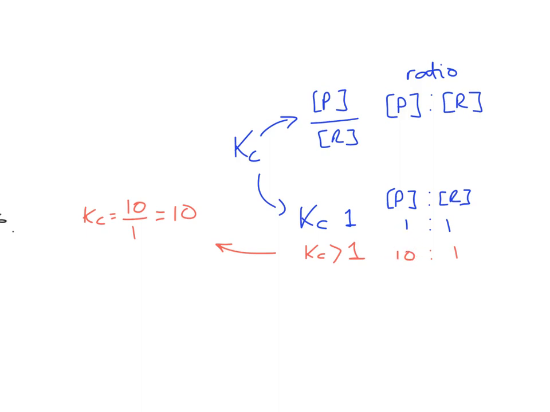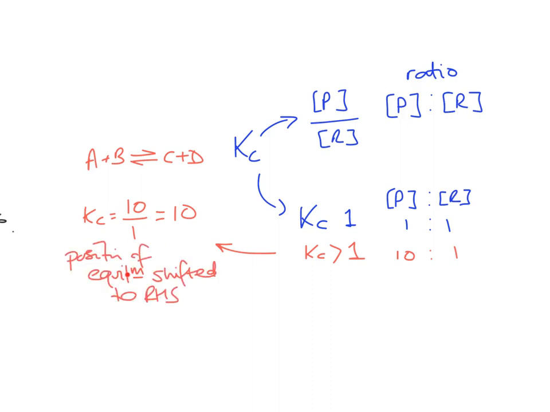Now if we think about this in terms of a reaction, then what you could think of is A plus B going to C plus D. Well, Kc of 10 is telling us that there's more products, so the position of equilibrium has shifted to the right hand side, as stated here. So whatever you're looking at, you know more C and D, the higher yield of C and D, because Kc is greater than 1.